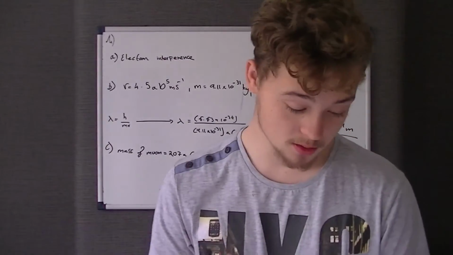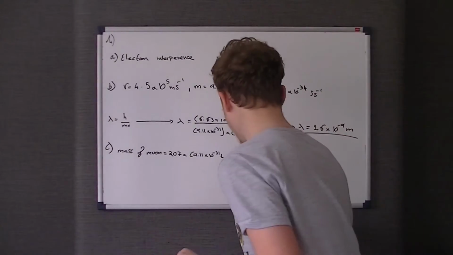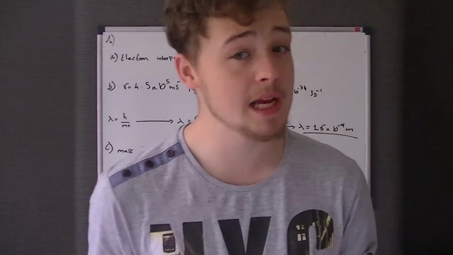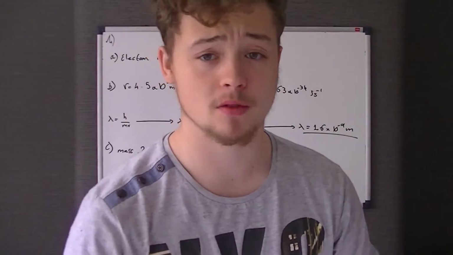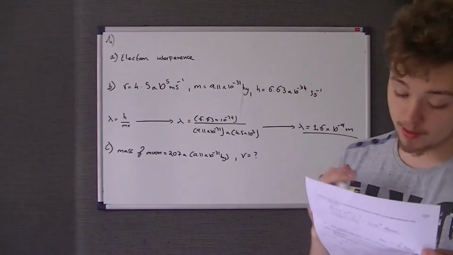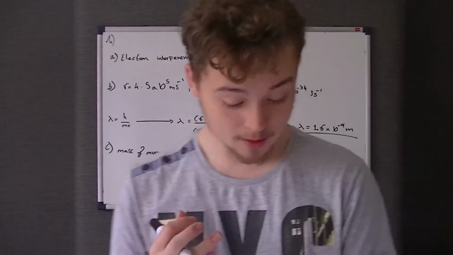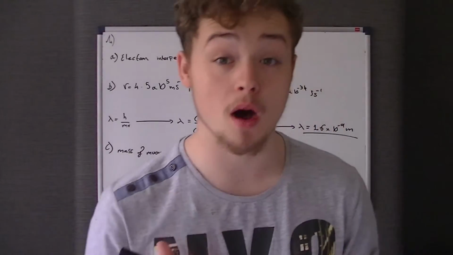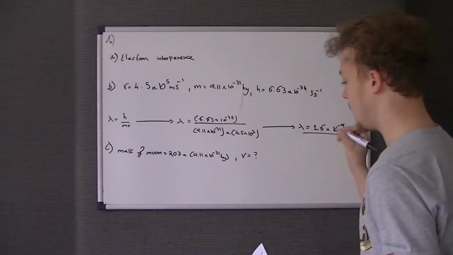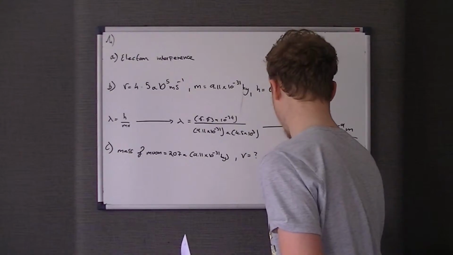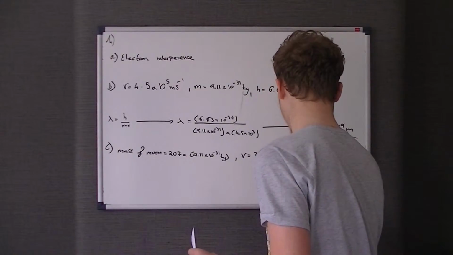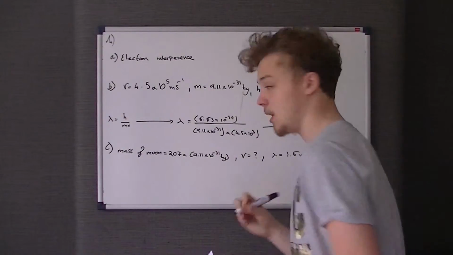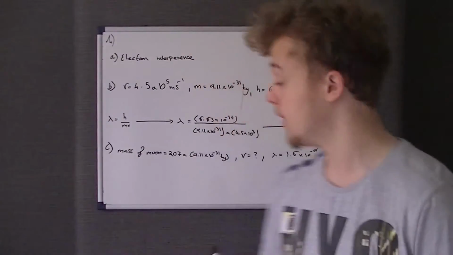Calculate the speed of the muons. We don't know their speed, so you put v equal to, and I just put a little question mark to make myself seem like some kind of intelligent being. Okay, calculate the speed of the muons with the same de Broglie wavelength as the electrons in part B. So basically our lambda is what we answered for 1B, which is 1.6 times 10 to the minus 9 meters.